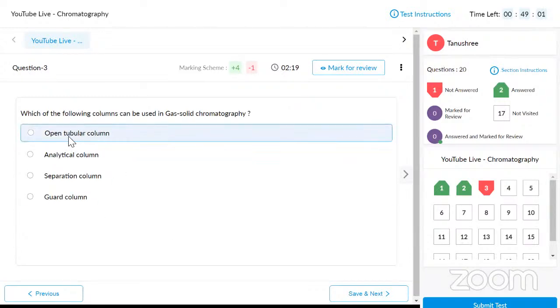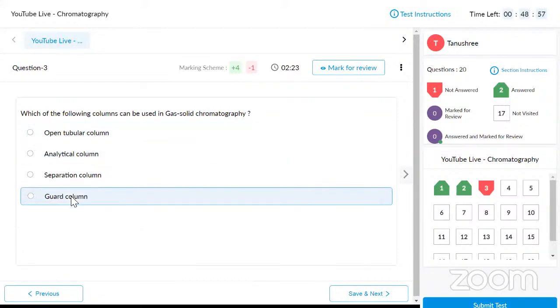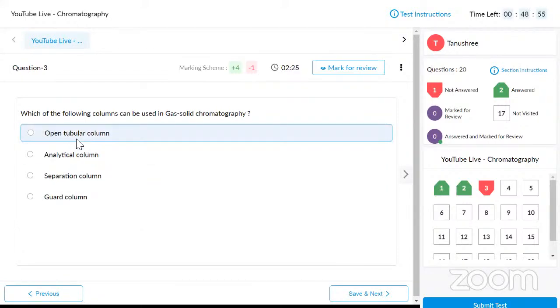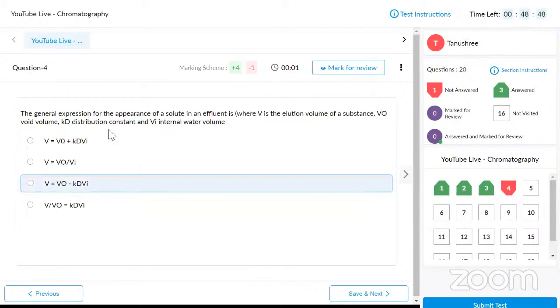So my answer is the very obvious one, the only column from all of these options stated here which is exclusively used for gas solid chromatography, that is the open tubular column. Let's move on to the next.